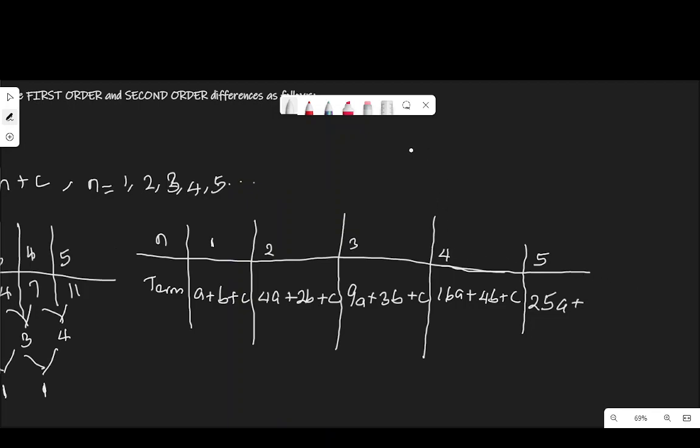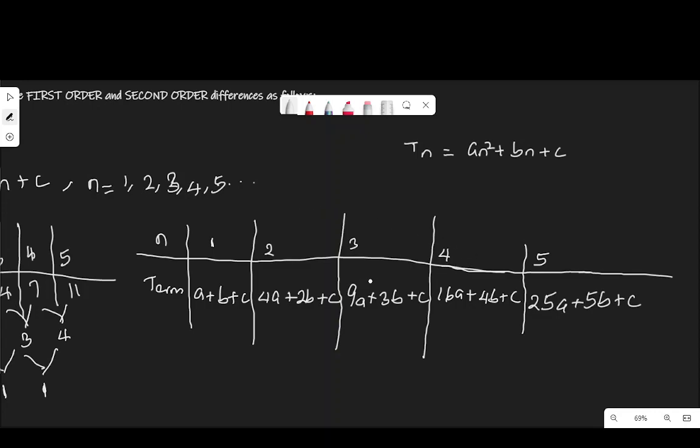let me rewrite the formula here since I can't see it there now. So an squared plus bn plus c. Okay, so we had 5. 5 squared gives us 25. 25 times a is 25a. Then if we put 5 here, that is 5 times b, which is 5b. Then plus c. These are the terms of this sequence for n equal to 1, 2, 3 down to 5.